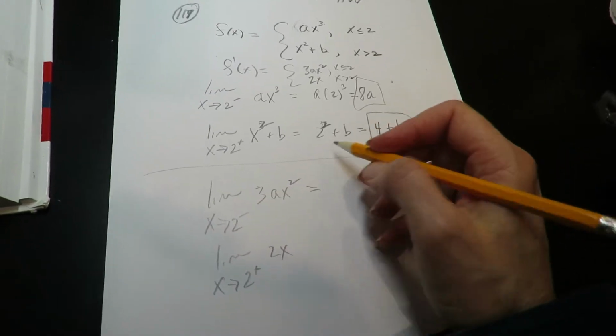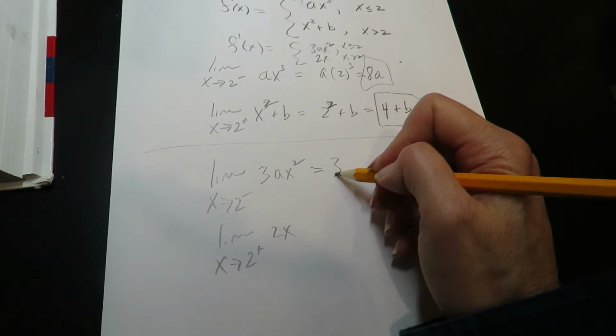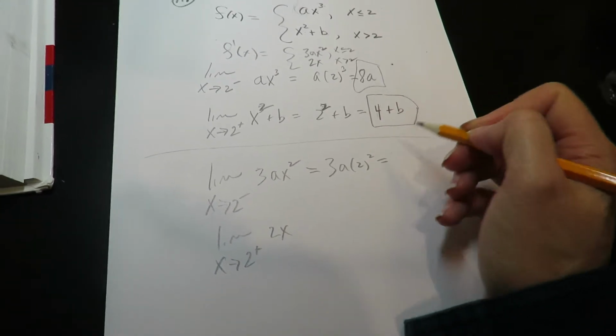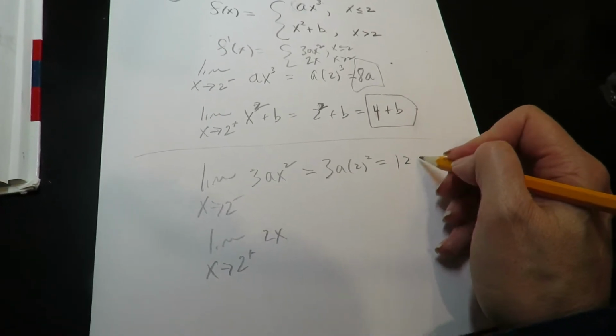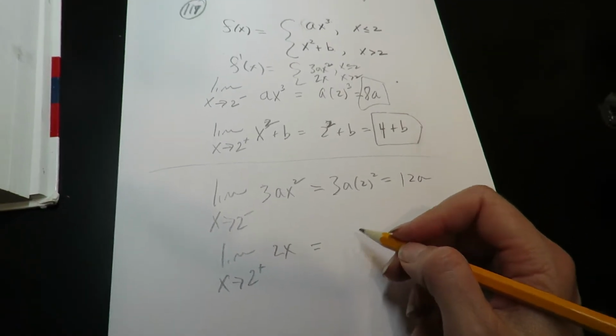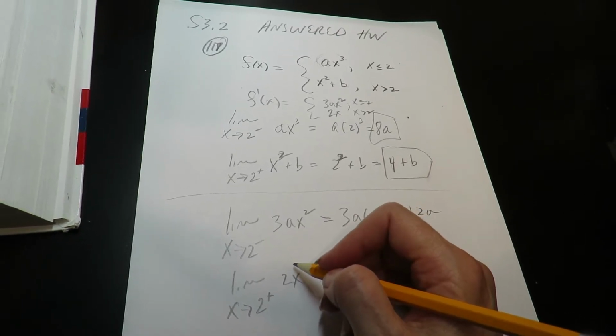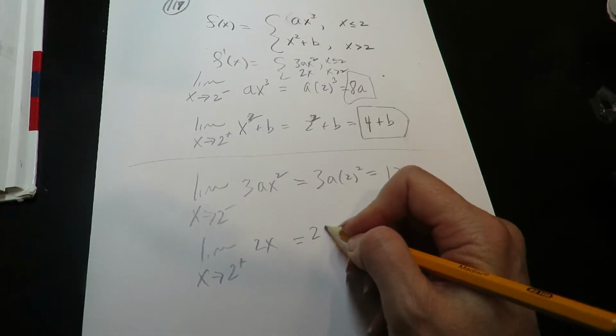Alright, so now I'm plugging it into the derivatives. Alright, 3 times 4 is 12. Hold on a second. Did I? No, I got it. Okay.